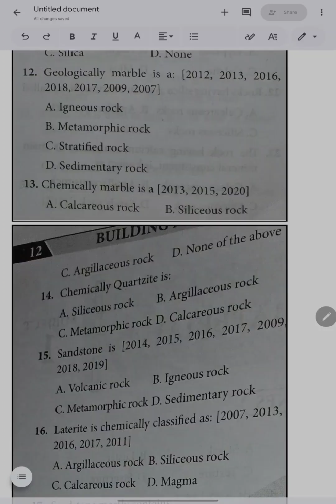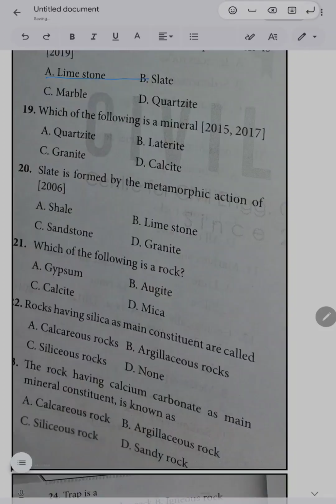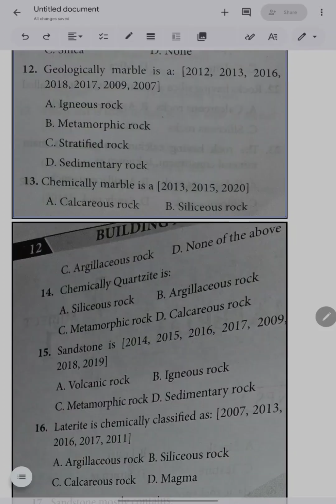Next question. And one thing, this is geologically. Okay, here it is given as chemically marble is a calcareous rock, siliceous rocks, argillaceous rocks or none of the above. Chemically marble is a calcareous rock. So geologically marble is a metamorphic rock and chemically marble is a calcareous rock.